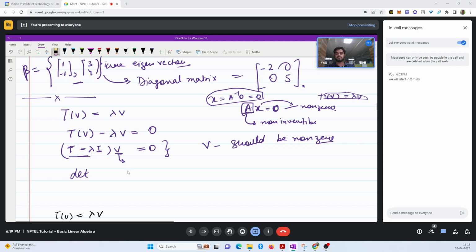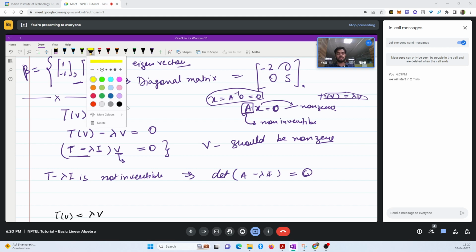So what does this mean? That T minus lambda I is not invertible, which further means that the determinant of the matrix A minus lambda I is 0. So we will use this formula to find our eigenvalues and later find our eigenvectors. This particular relation is very important.